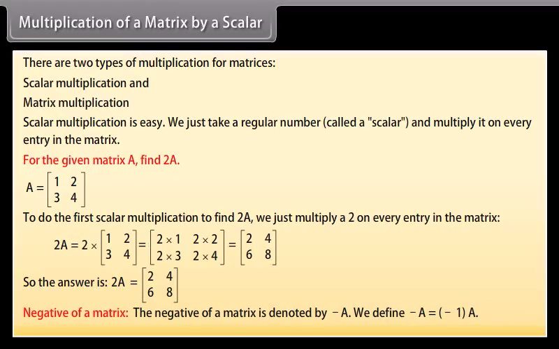Negative of a matrix. The negative of a matrix is denoted by minus A. We define minus A is equal to minus 1 into A.